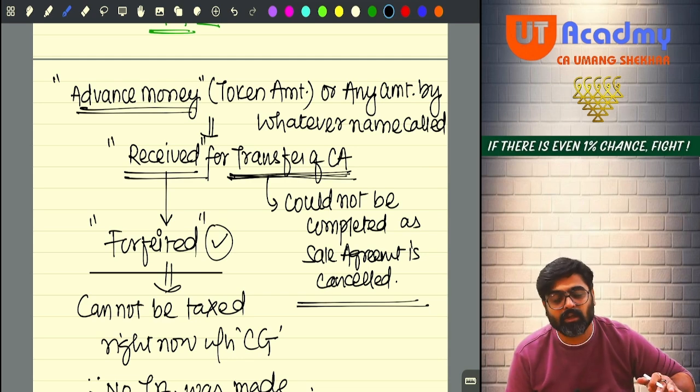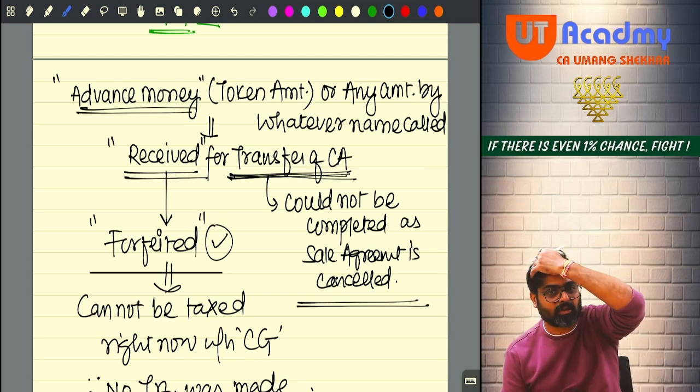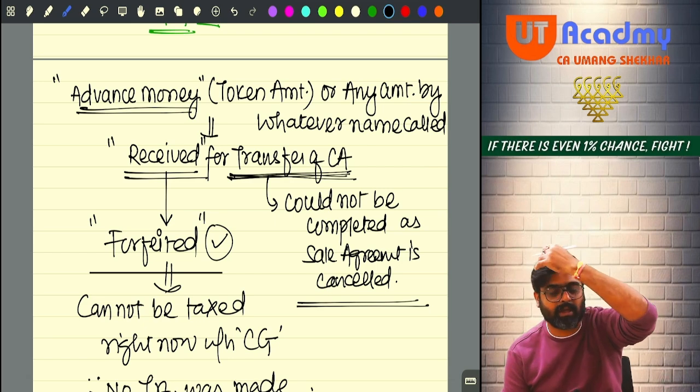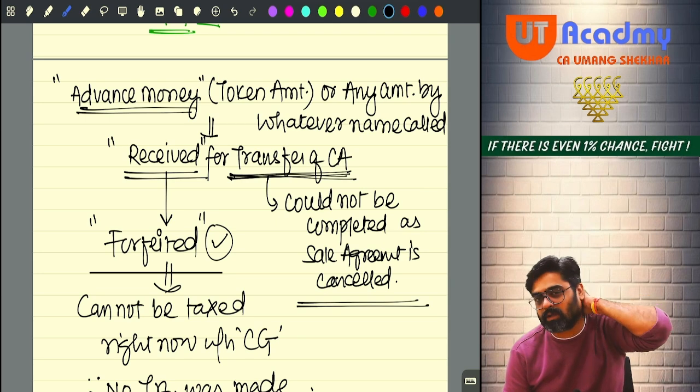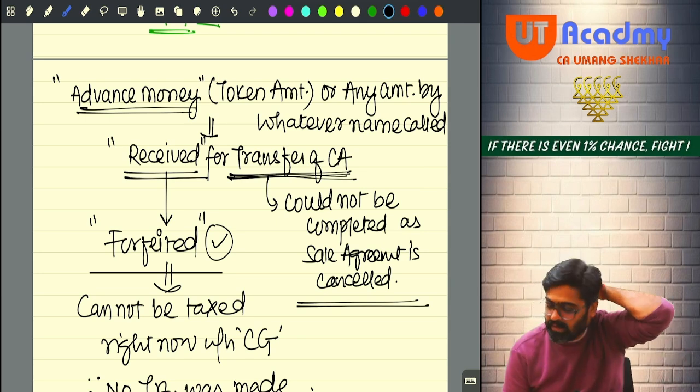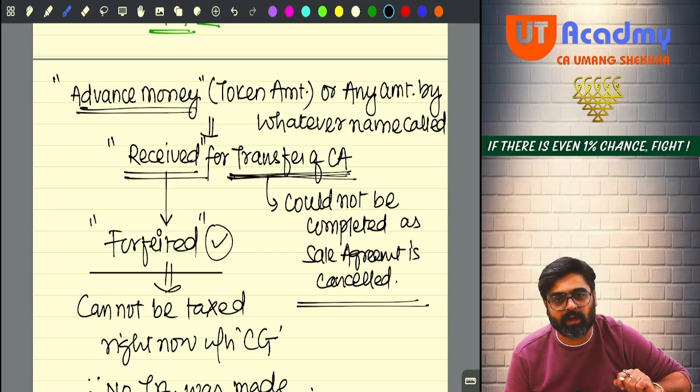Out of 50 lakhs, you were supposed to reduce 30 lakhs as cost of acquisition, because the cost of the capital asset was 30 lakhs. Yes or no? We will not allow you to reduce 30 lakhs. From that 30 lakhs, we will adjust 5 lakhs advance money received by you and forfeited by you. That 5 lakhs will be removed out of your cost. So now you will not be allowed the cost as 30 lakhs. Now only 25 lakhs cost will be allowed as a deduction.